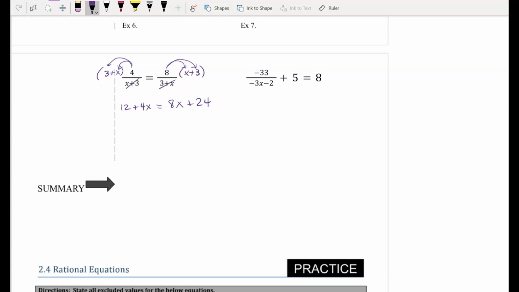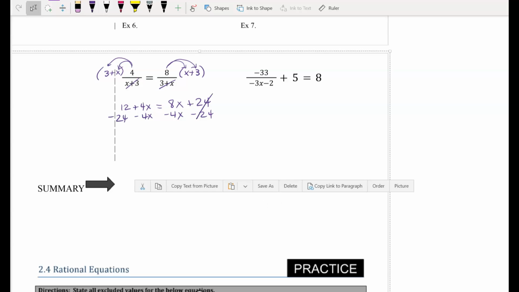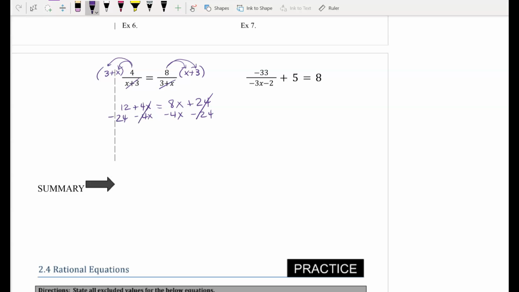Now we want to collect our letters on one side, so I'm going to subtract 4x from both sides. And I'm also going to subtract 24 to get the numbers on the other side. So this is a 0, and this is a 0. I wrote that on one line. You can separate it into 2 lines if you want to. So my number parts are going to simplify to negative 12. And my variable parts are going to simplify to 4x. Now I can divide both sides by 4, and I get negative 3 is equal to x.